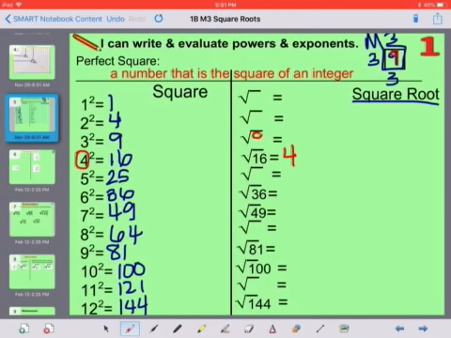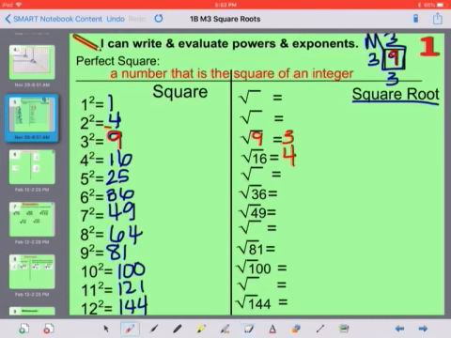If we took the square root of 9, just like we have up here, what are the side lengths that make an area of 9? Well, 3, because 3 times 3 is 9. So we're really going backwards. We're looking for what's the square root of this number, and it will give us the number on the left, like 3. So let's take a look at a couple more.